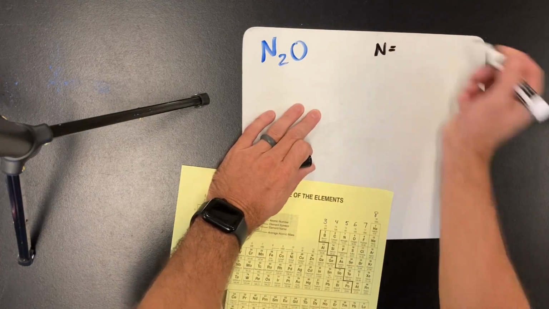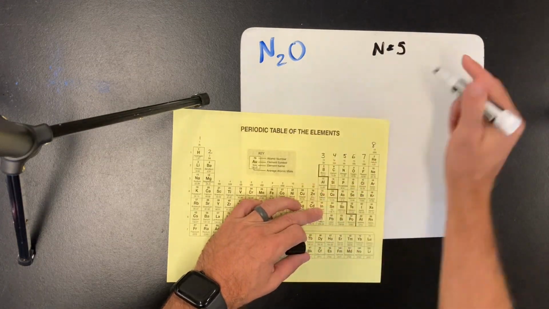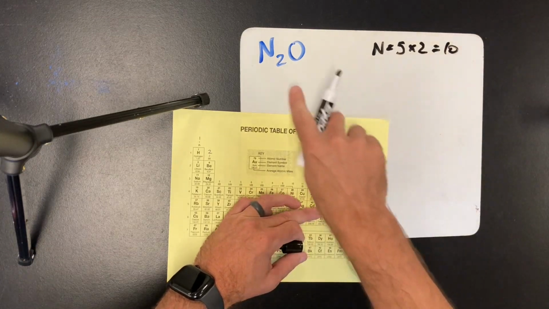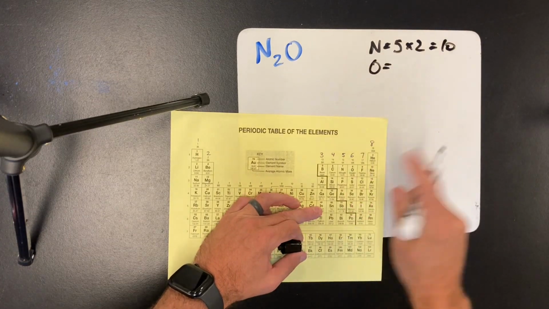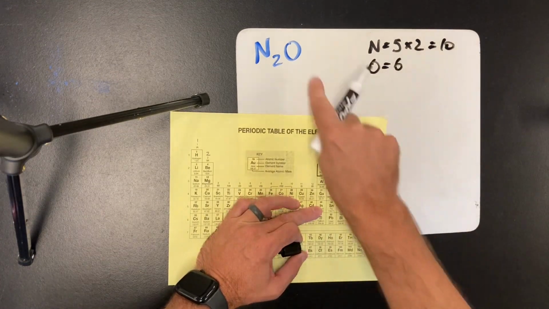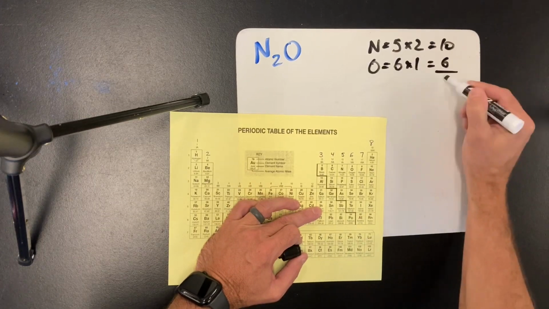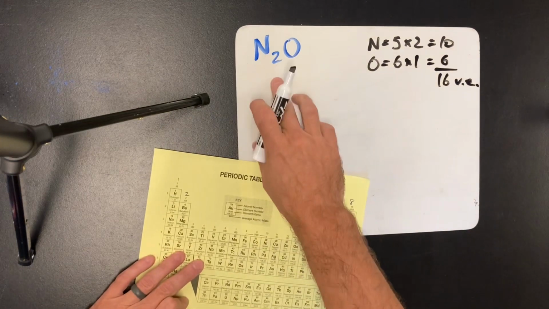So nitrogen is in group 5, and so it has 5 valence electrons. There's 2 in this molecule, so we multiply it by 2. So we have 10 valence electrons from nitrogen. Oxygen is in group 6, and so we put 6 valence electrons. There's only 1, and so that's going to give us 16 total valence electrons to work with when we're building this bond.